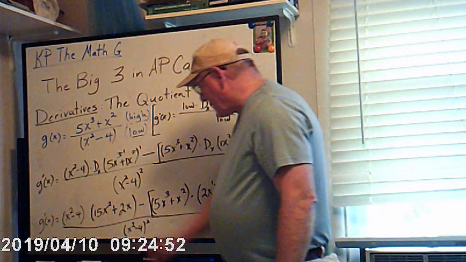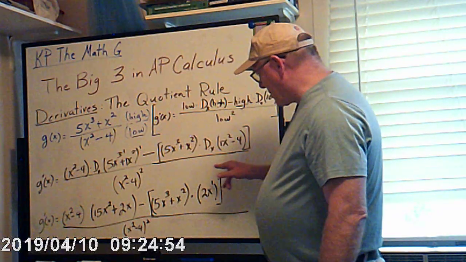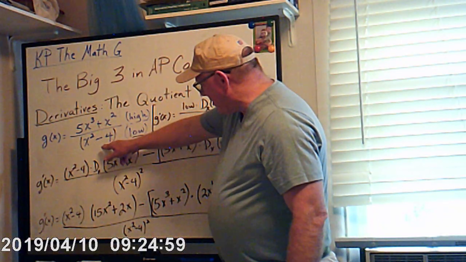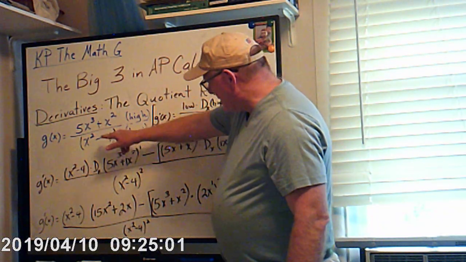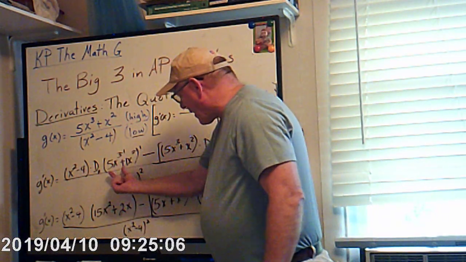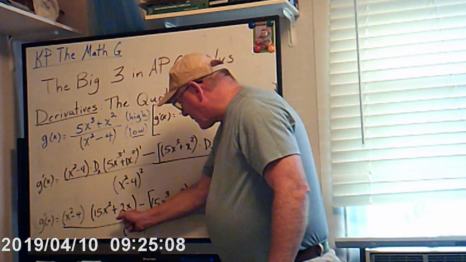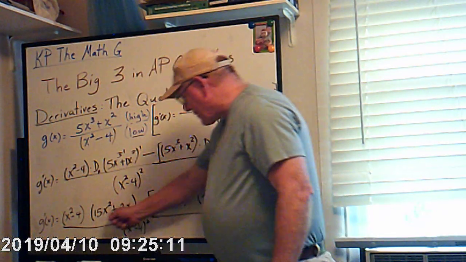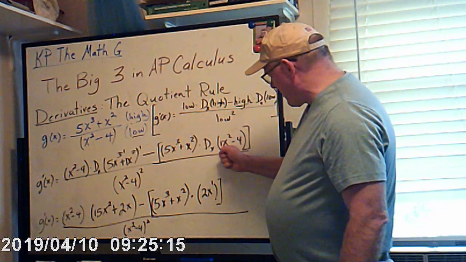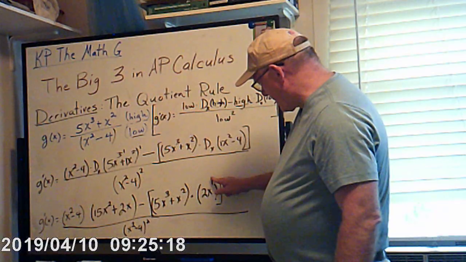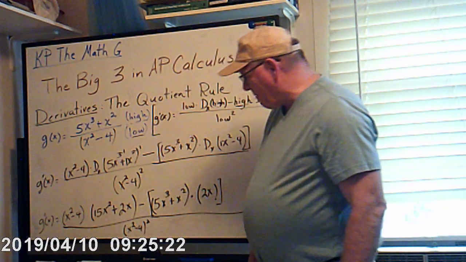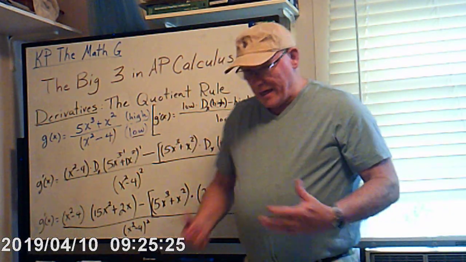And so I know it's a lot here to digest. But here's the low, here's your denominator. Low d high. I did take the derivative of the high: 15x squared plus 2x. There's that derivative. Minus high. And then this derivative here is just 2x. Don't need the 1 here. And then over low squared. All over low squared.